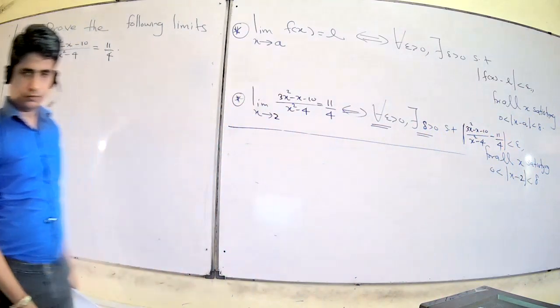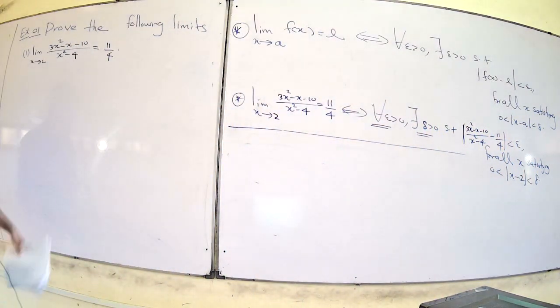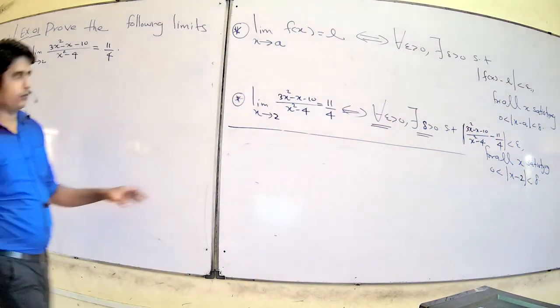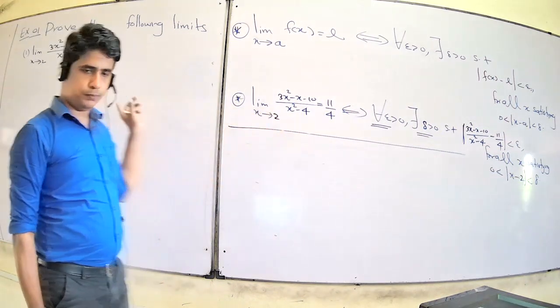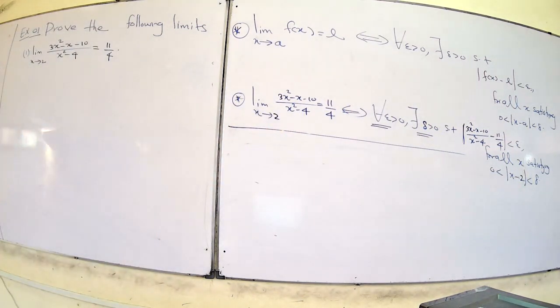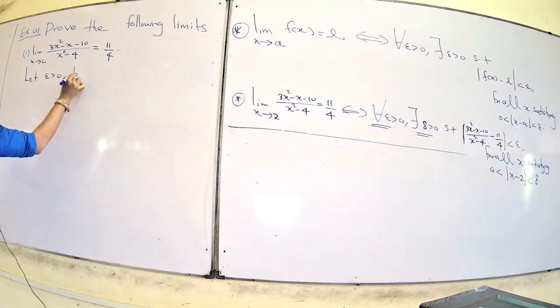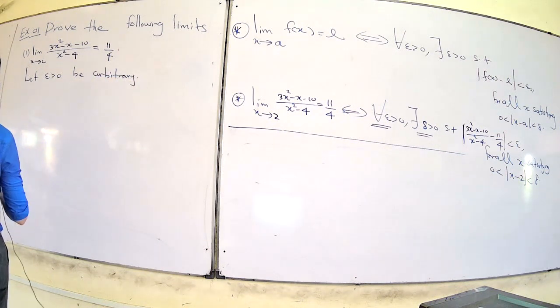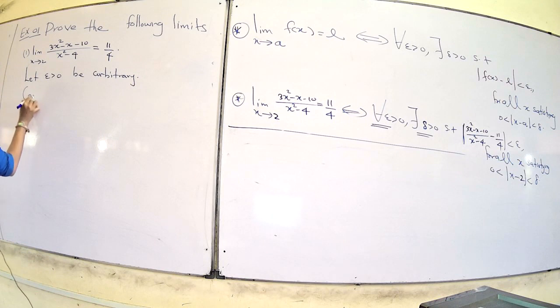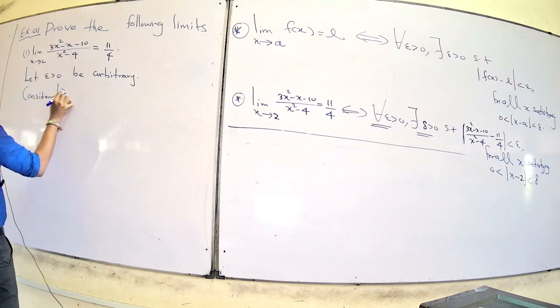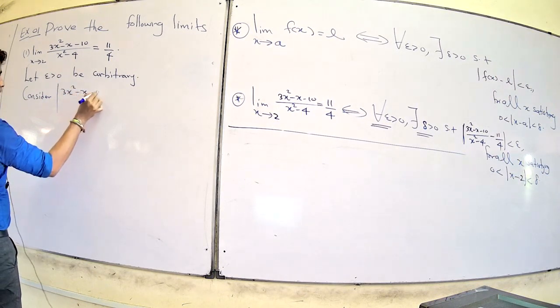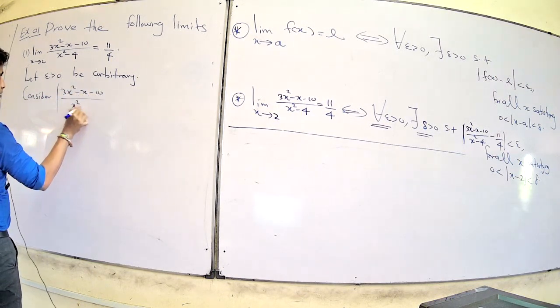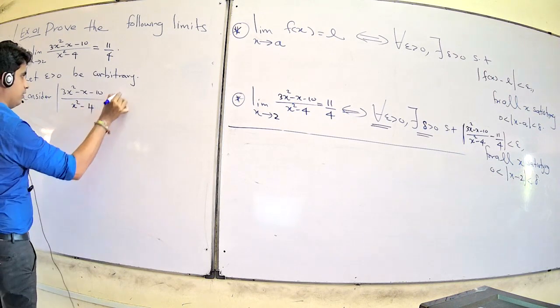It is your question now, right? It is your question now. Now you prove this part. Let epsilon greater than 0 be arbitrary. Consider this part: (3x squared minus x minus 10) over (x squared minus 4), minus 11 over 4.